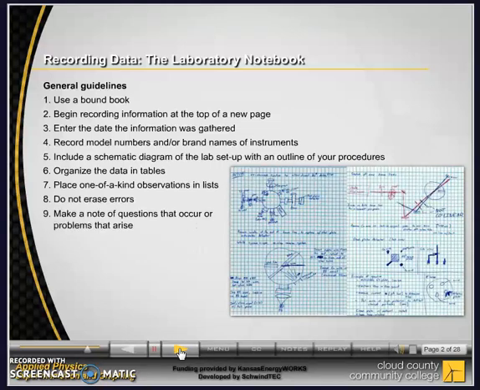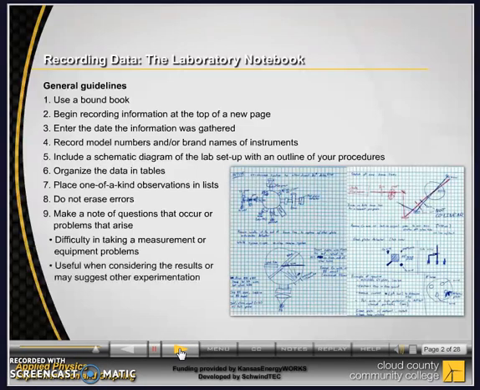Whenever questions occur to you or a problem arises, make a note of it in your notebook. This includes such things as difficulty in taking a measurement or equipment problems. This may be useful later when considering the results of the experiment, or it may suggest other experimentation.